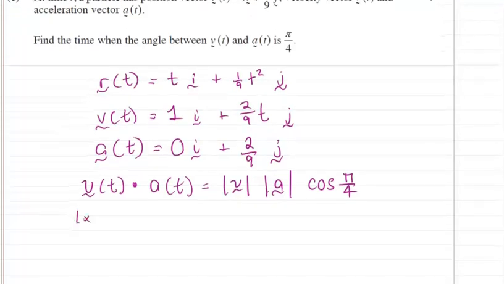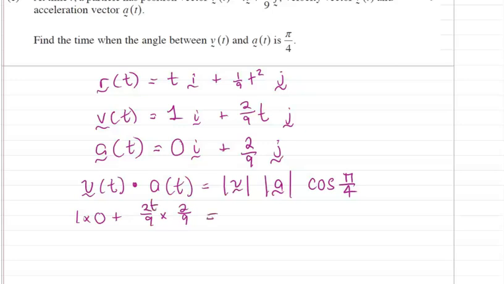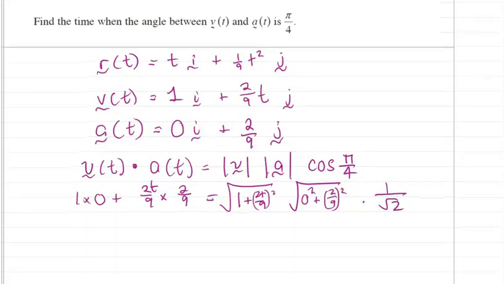It's 1 times 0 plus 2/9 of 2/9 t. And that is the size of v, which is the square root of 1 plus (2t on 9) squared, and the size of a is the square root of 0 squared plus (2 on 9) squared. And cos pi on 4 I can evaluate to be 1 on root 2. So let's just tidy this up a little bit.